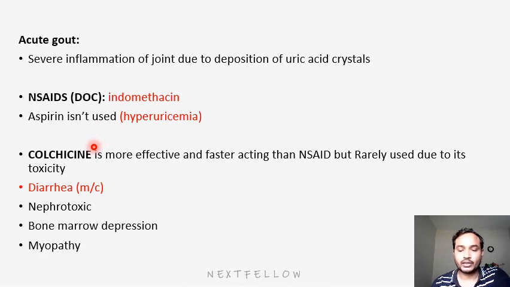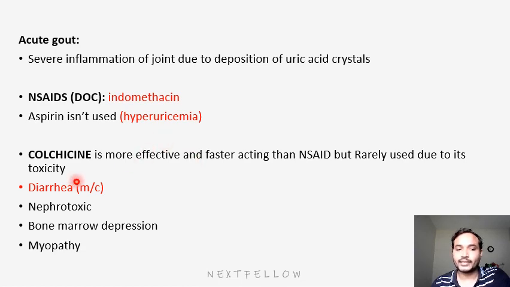The next drug in acute gout is colchicine. It is more effective and faster acting than NSAIDs, but because of its toxicity we can't use it. Because of its greater toxicity, we will go with NSAIDs only.